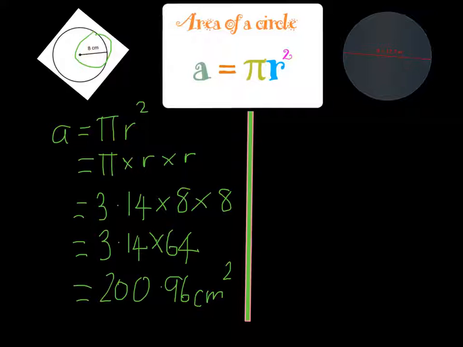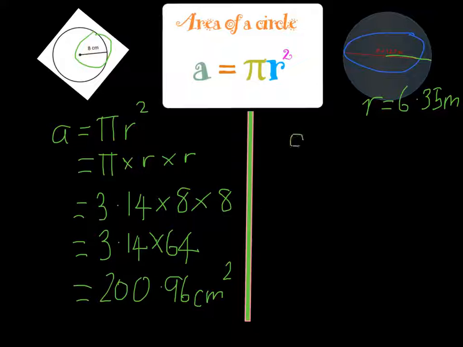If we look at the other circle, this time we're given the diameter. The formula for the area of a circle is pi r squared. If we've got the diameter, so the distance right across the circle, we'll need to halve that to find the radius. So the radius in this case is half of 12.7. So the radius is equal to 6.35 meters. Then we are able to plug that into our formula.